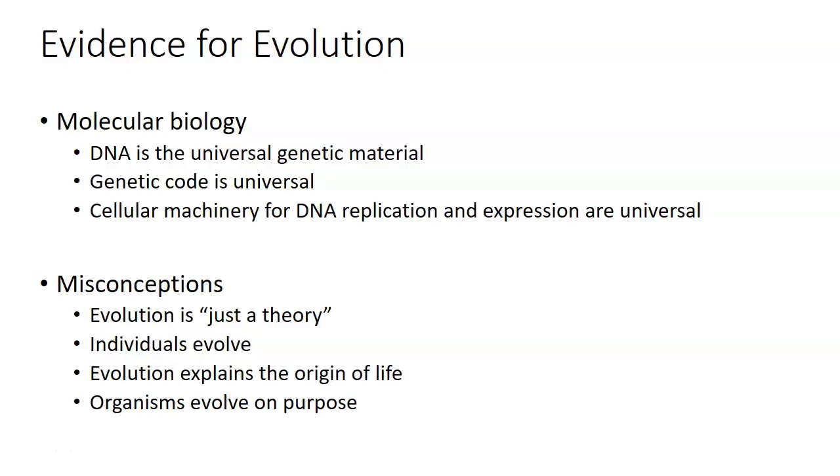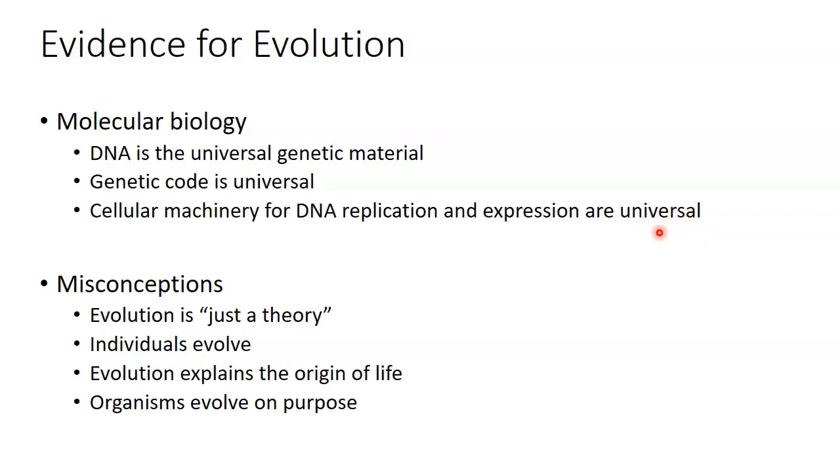Again, DNA is the universal genetic material. Okay, so again, if we look at bacteria all the way to humans, or we go back in evolutionary time, we look at organisms that are not around on the planet anymore, DNA has been universal. It's been the genetic material of all living organisms on the planet. When we look at DNA, when we look at the code, it's a universal code. Okay? And lastly, again, the cellular machinery for DNA replication, transcription, translation, they're all universal. And so that's really good evidence for evolution.